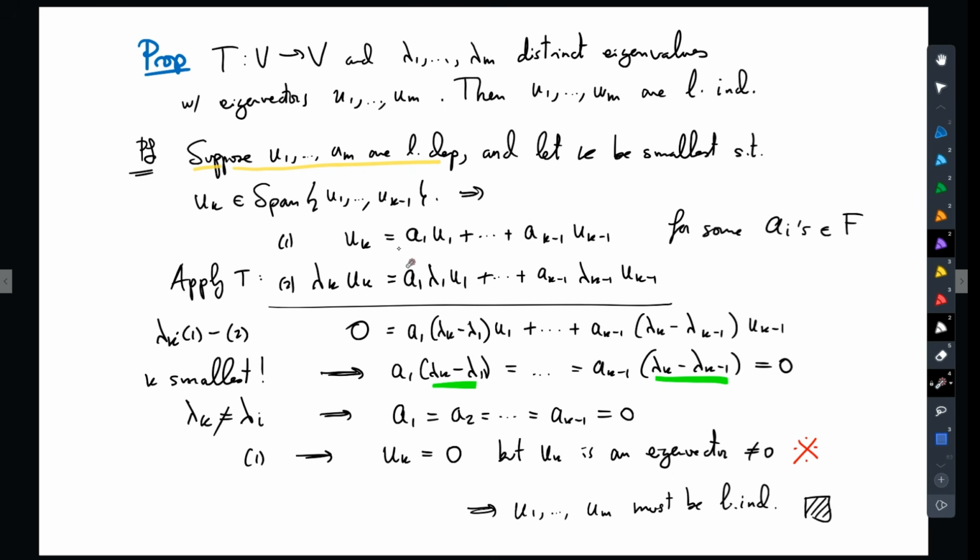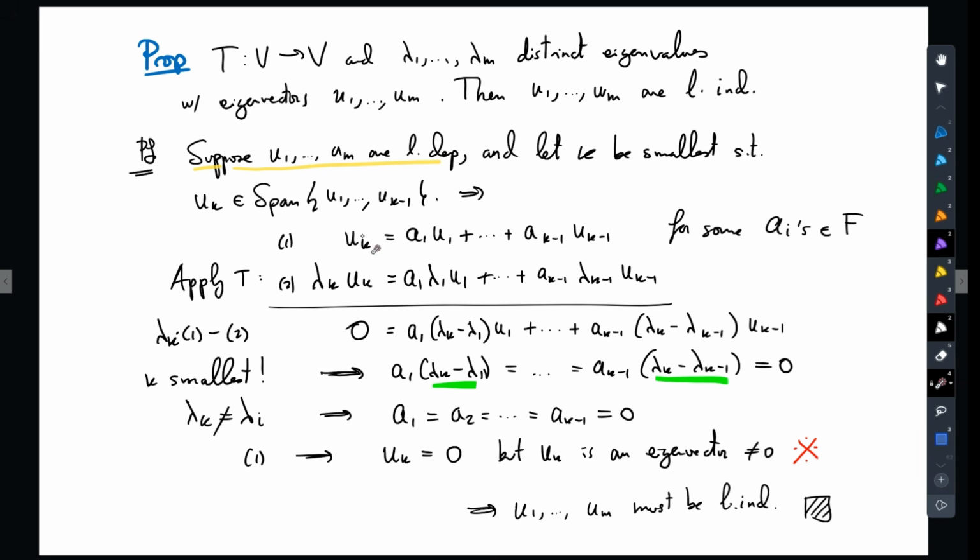Then, since uk is in the span, there is a linear combination of u1 through uk minus 1 such that uk is that linear combination, for some coefficients in the field. Now, if I apply the operator T to this identity, T of uk is an eigenvector with eigenvalue lambda k, so I get lambda k times uk. And if I apply the operator to this expression, since it is linear, u1 goes to lambda 1 u1, and uk minus 1 goes to lambda k minus 1 uk minus 1. So I get this expression instead.